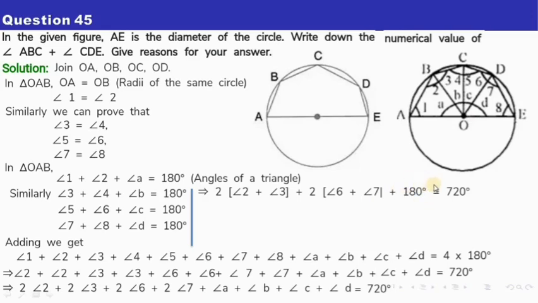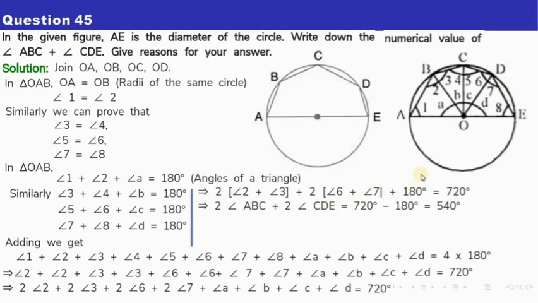Alright, now let us see what is angle 2 plus angle 3. So angle 2 plus angle 3 is this angle, right? Yes or no? So this angle is what angle? This is ABC. Alright, so instead of angle 2 plus angle 3, I have written ABC. Alright, so angle 6 plus angle 7 is CDE, right? So instead of this, I have written CDE.